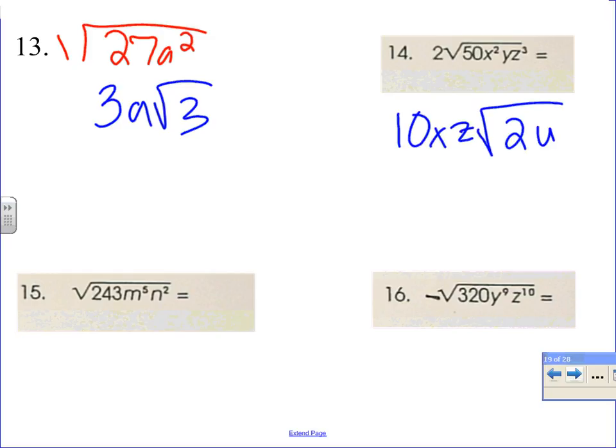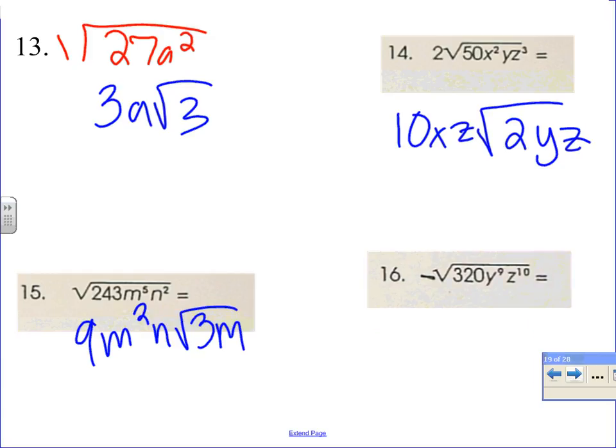Good job. 15, Dirk. Good job. 16, Travis, did you get 16? Okay, that one's a tough one. Anyone think they have it, Jackie? Good job.